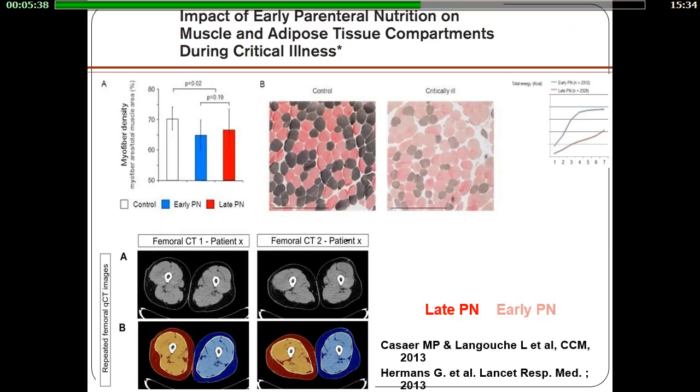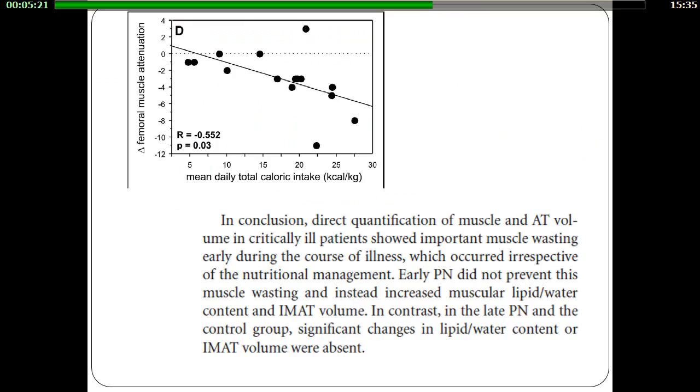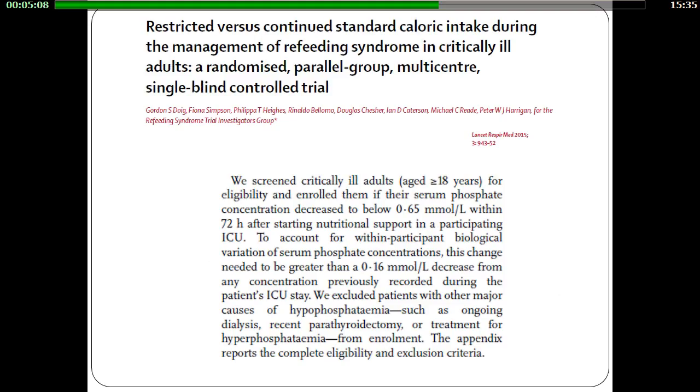And we know that, as Michael Cazard showed in a sub-study of the e-panic trial, giving many calories by the parenteral route was associated with the deposition of fat into the muscles, which was also associated with dysfunction of the muscles. And there was a proportionality between the amount of calories and the delta femoral muscle attenuation, the deposition of fat into the muscles.